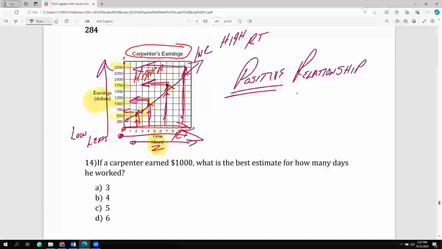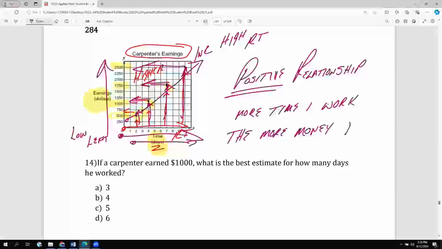The more time I work, the more money I make. And hopefully that statement makes sense to you. Hopefully you see that and you say, yeah, that makes sense, just like the other one made sense. The more absences you have, the lower your score would be. This one says the more days you work, the more money you make. Yeah, it kind of makes sense, right?